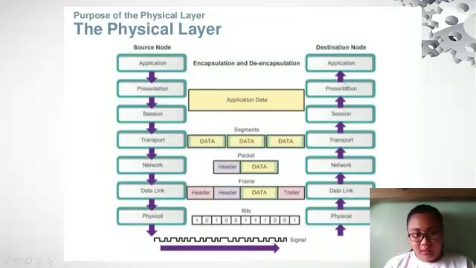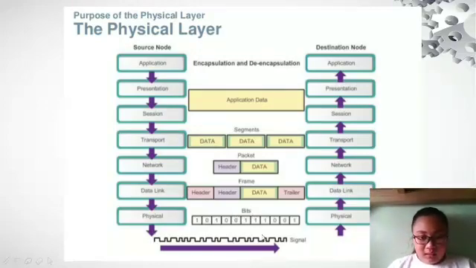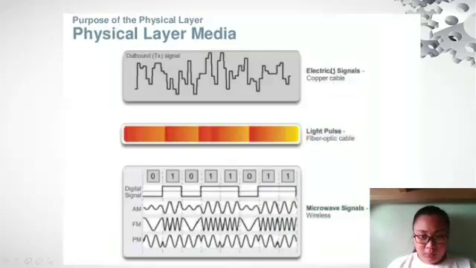These top layers are the application data, and the transport has segments. The network has a packet, the header, and data. The data link has a frame, the header, data, and trailer, and the physical has bits. The signal is transported to the destination node.